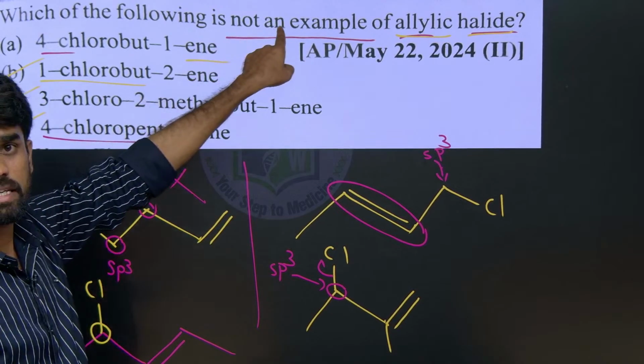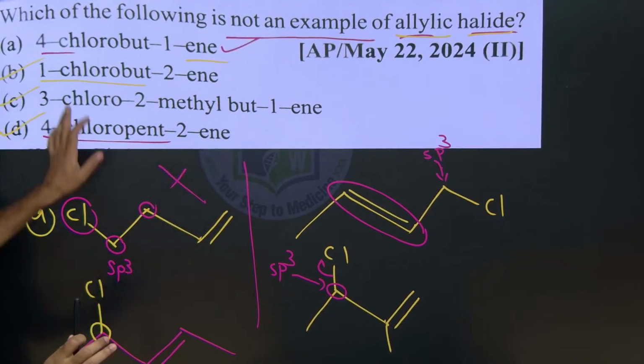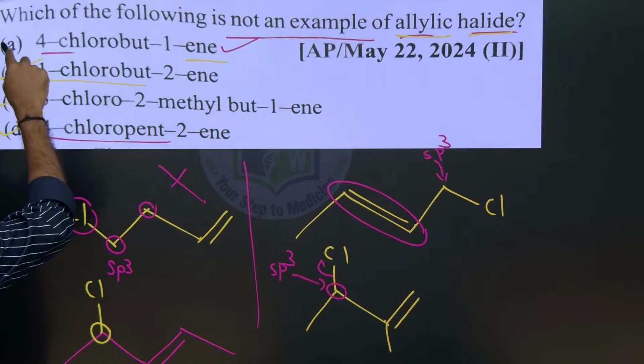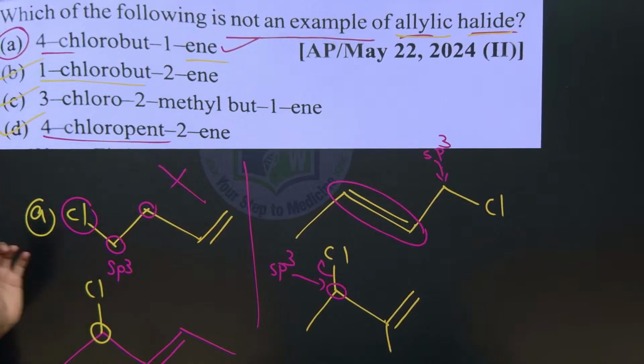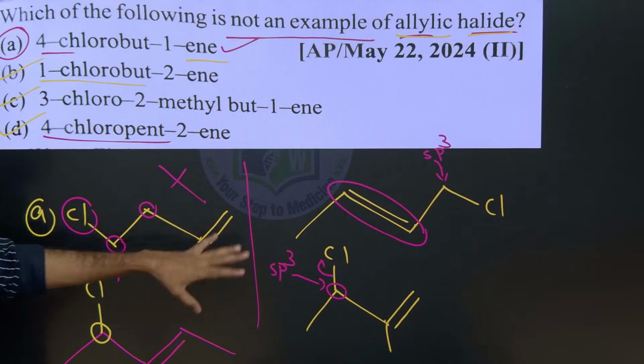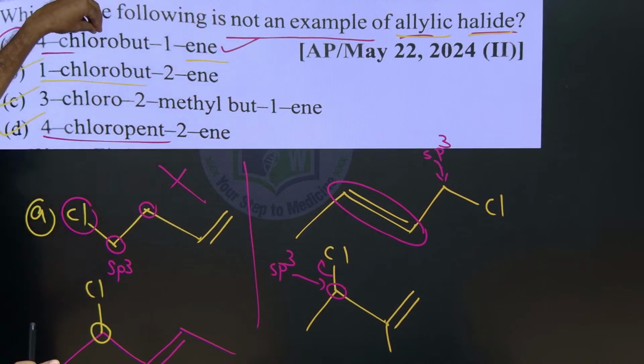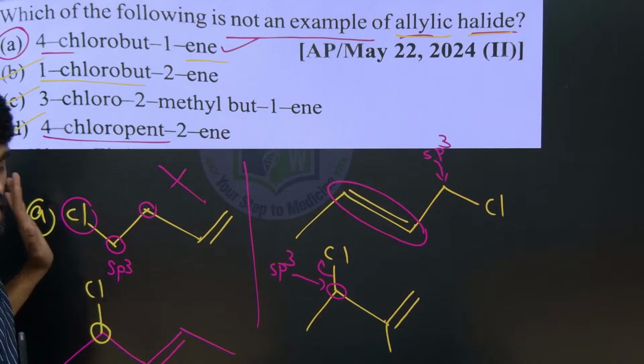What is he asking? Not an example. So you have to choose the first option for this particular question in the exam. I hope it is clear. B, C and D have allylic positions, allylic halides, but A does not have an allylic halide, so you can go with option 1 here. I hope it is clear, right? Okay.